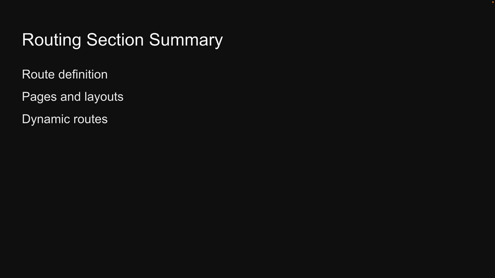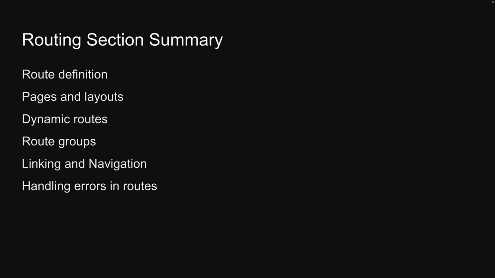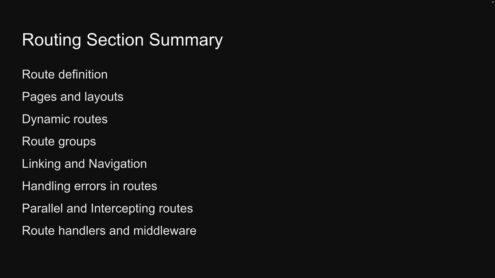We have learned a lot, so I want to take a minute to list down all the concepts we have learned. First, we learned how to define routes with pages and layouts. We then learned about dynamic routes and route groups. We followed that with linking and navigation. We then learned how to handle errors in routes. After that, we dived into advanced routing concepts like parallel routes and intercepting routes. We then learned about route handlers, which will help us define RESTful API endpoints. Finally, we learned the role of middleware in routing with Next.js. It took us 44 videos to finish the first section, but I hope you now have a solid understanding of how routing works in Next.js.